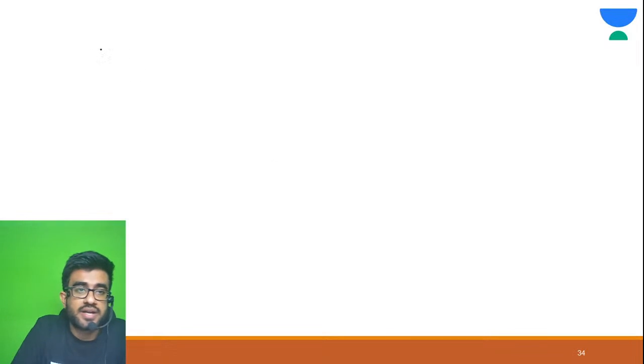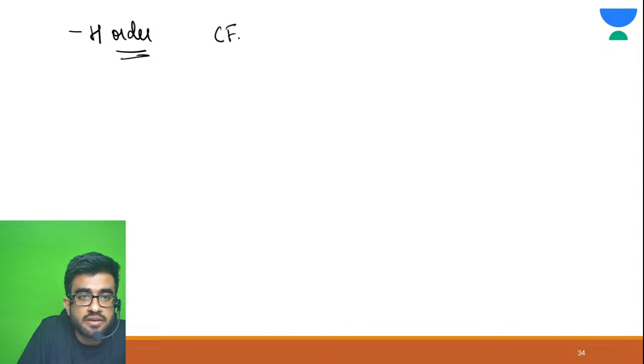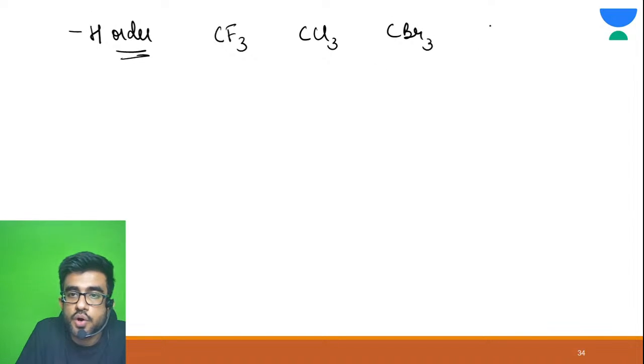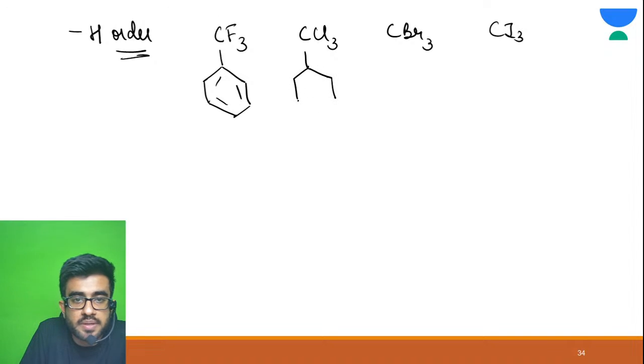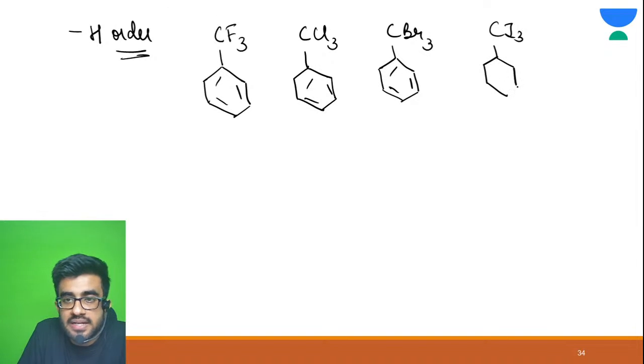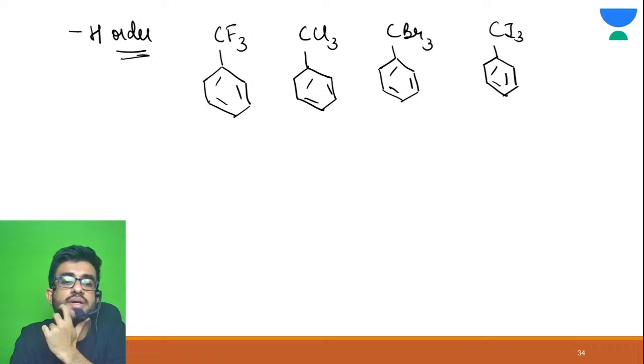Okay. Now tell me minus H order. You will only tell me minus H order. CF3, CCl3, CBr3 or CI3. Okay, let me attach everything on benzene. This is your A, similarly this is your B. Tell me, what is the order of minus H? Come on everyone. What should be the order according to you guys?